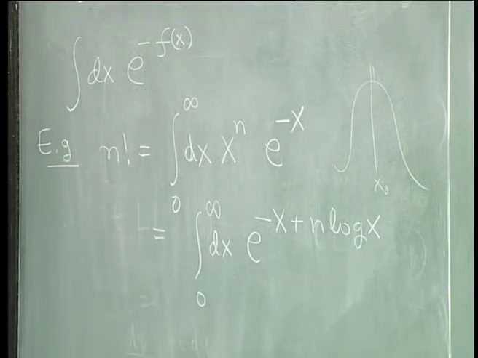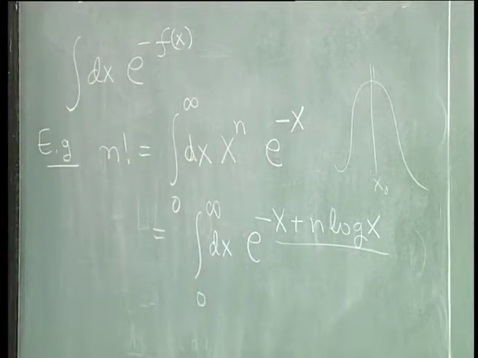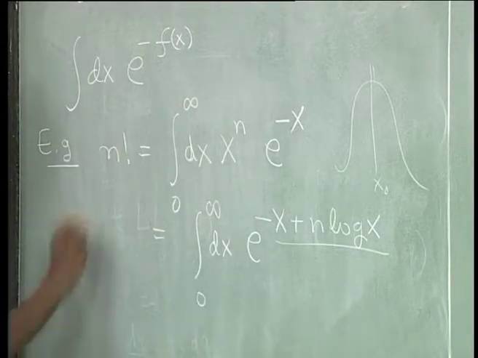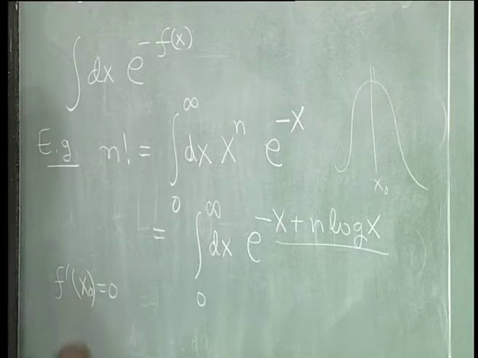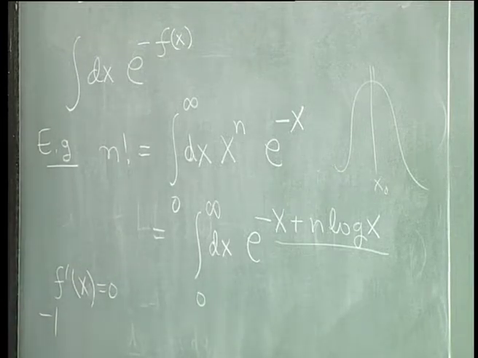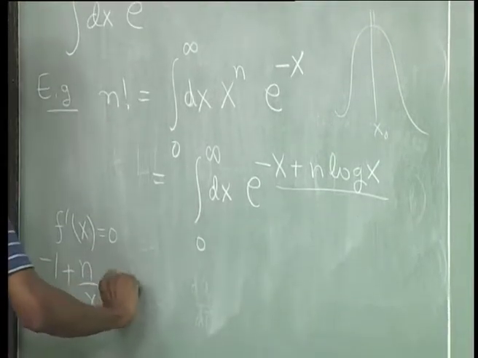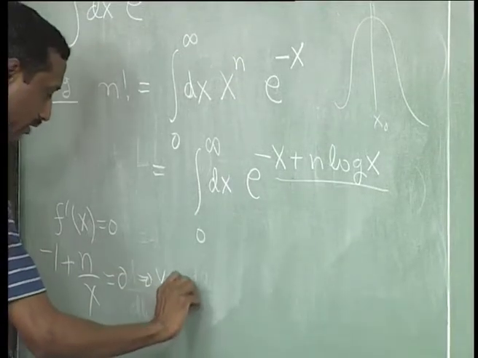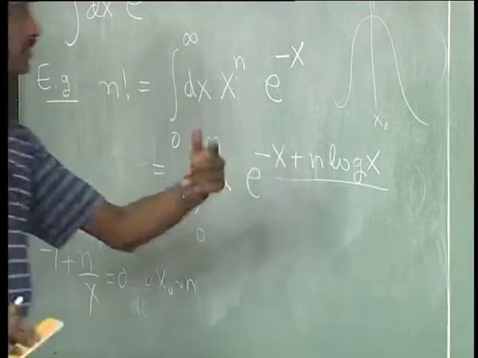So the way you do Stirling's formula is to say that let us evaluate this at its saddle point, and that is just taken by extremizing it. So you will solve for f prime of x naught equal to 0. So we have to solve this equation. If you just do that, what do we get? We get minus 1 plus n by x should be equal to 0, which implies that x naught is n.